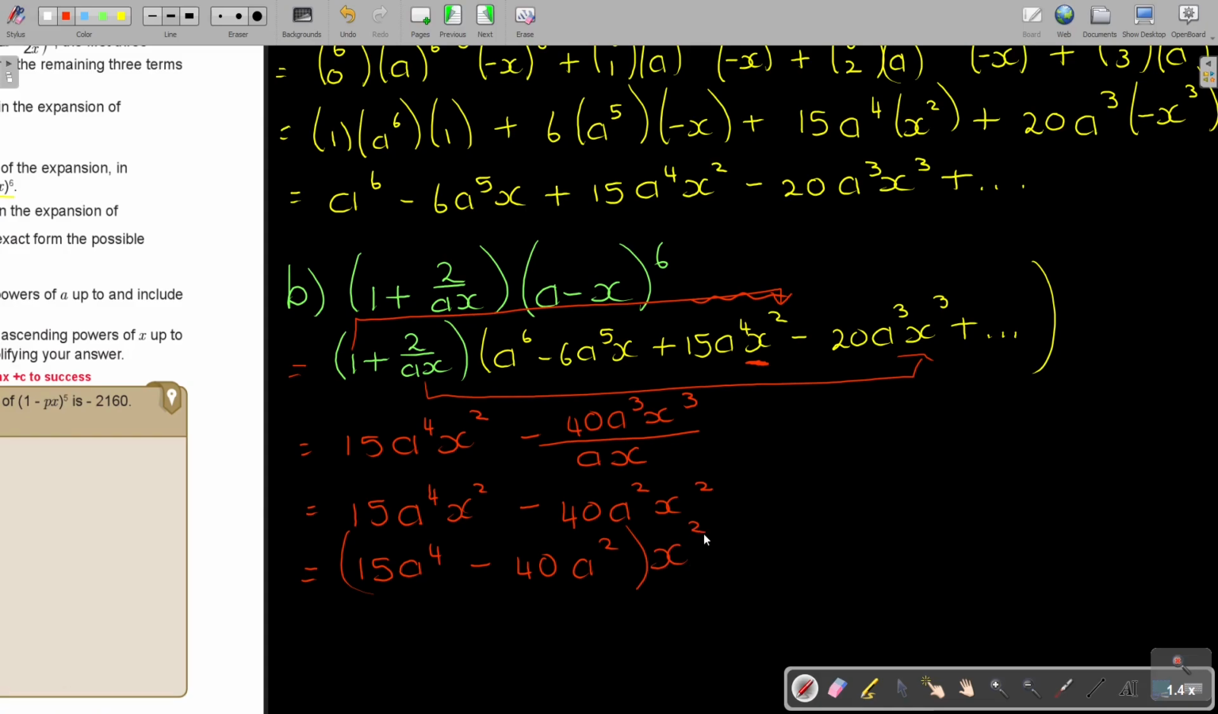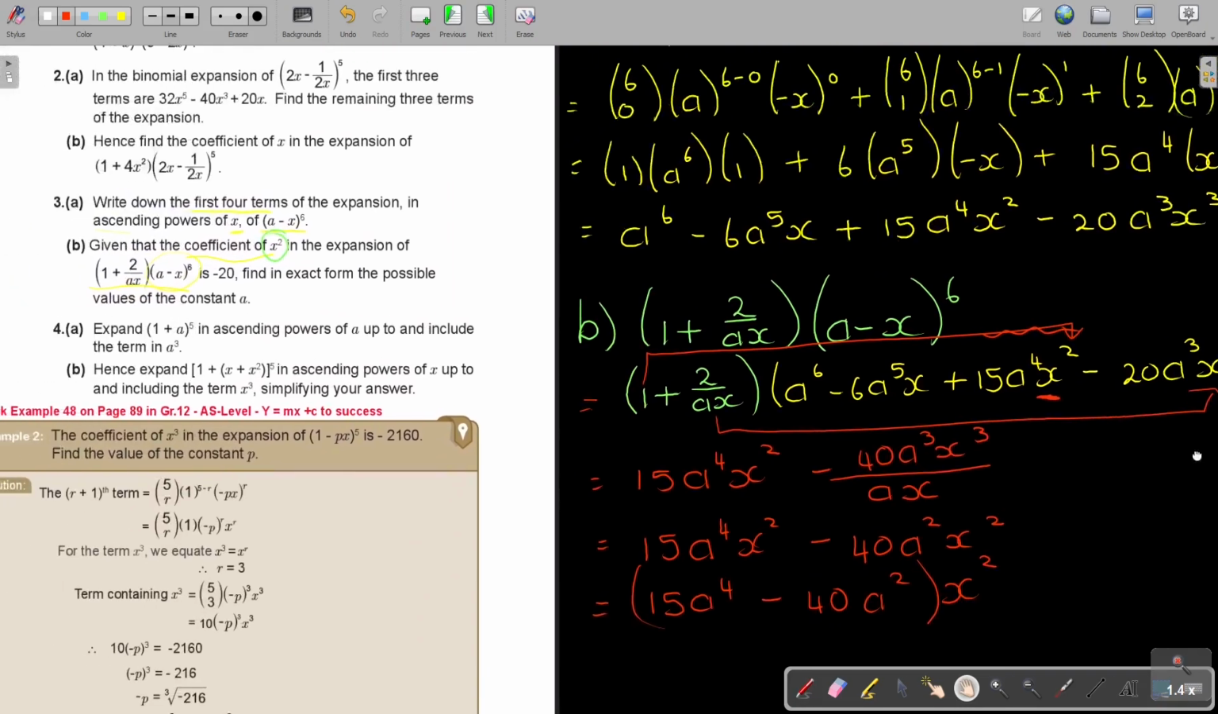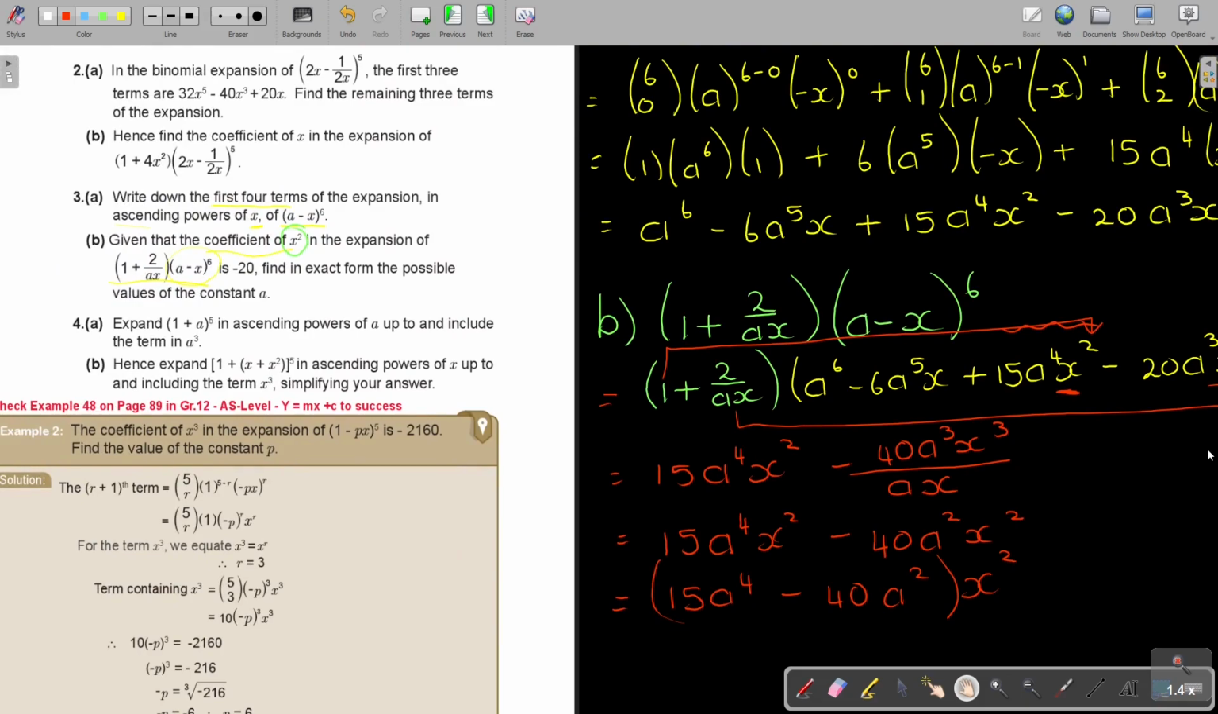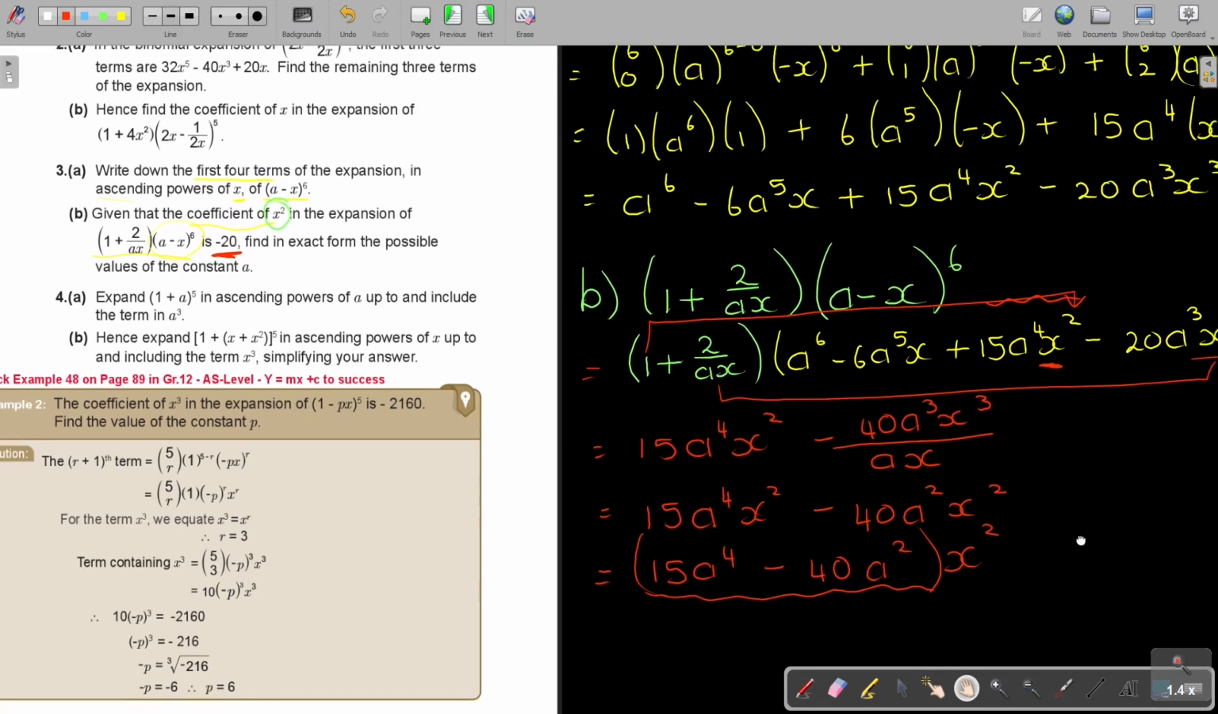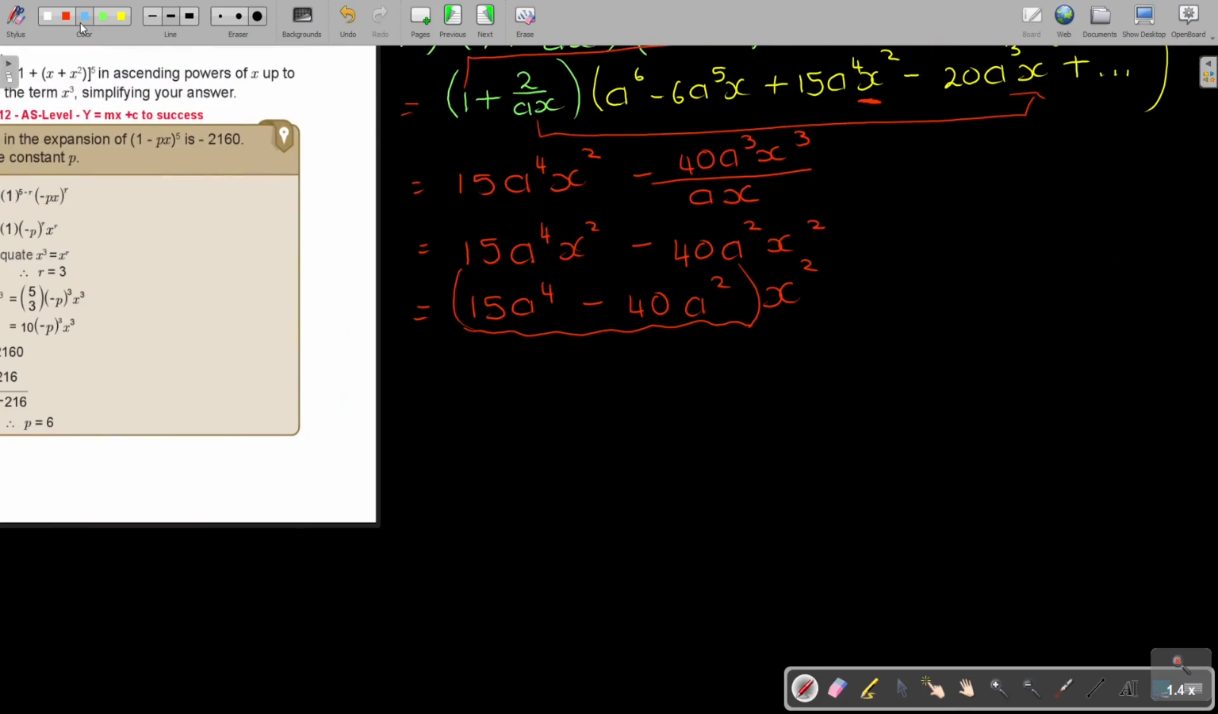Now let's read the question again. Given that the coefficient of x² is negative 20, so I'm telling you that this coefficient is negative 20. Basically I can now take that coefficient, 15a⁴ minus 40a², and I know that it's equal to negative 20.